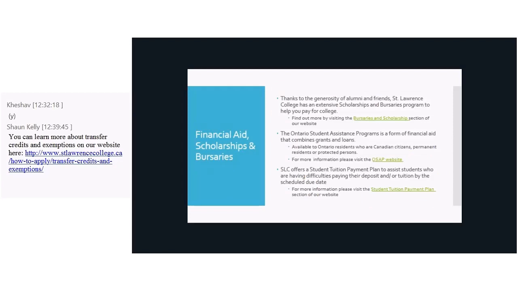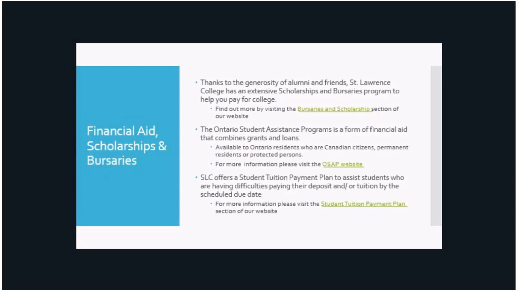Financial aid, scholarships, and bursaries. There are alumni of St. Lawrence College who have provided extensive scholarships and bursaries as part of a bursary program to help you pay for college. There's a link to that section as well. The Ontario Student Assistance Program, OSAP, is a form of financial aid that contributes combined grants and loans for students. They have their own website, which we've linked here as well.